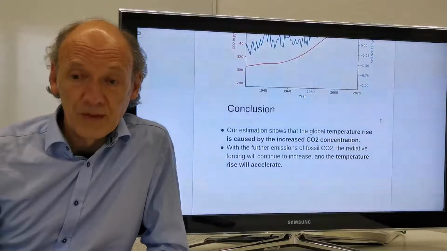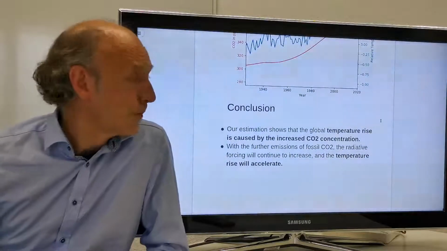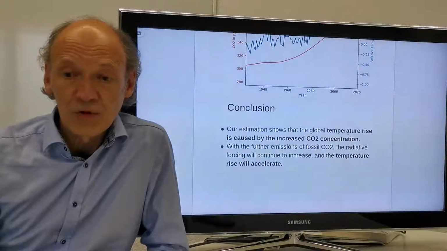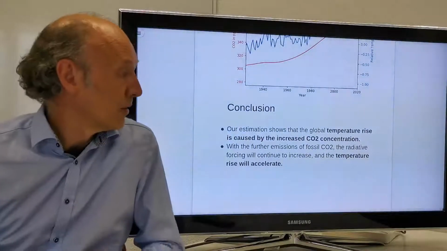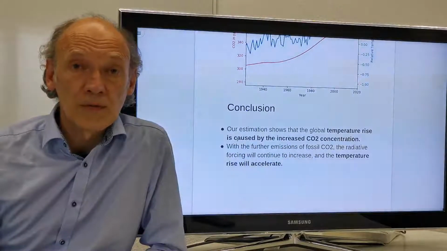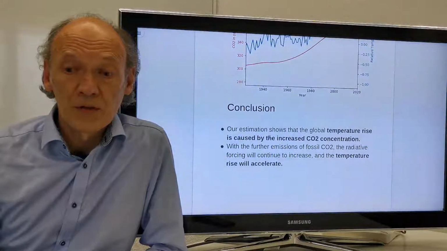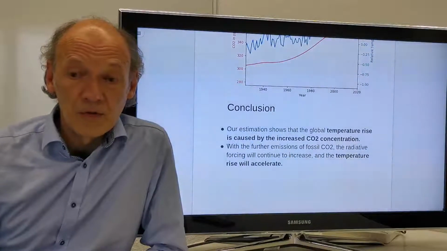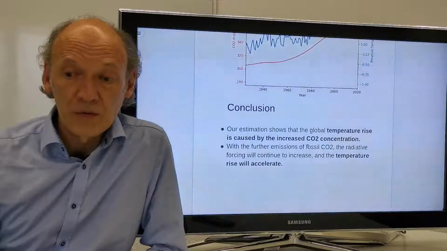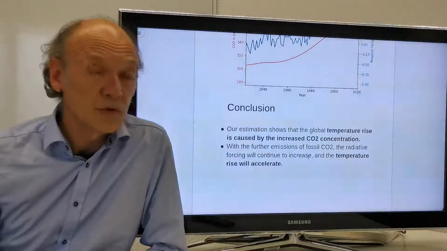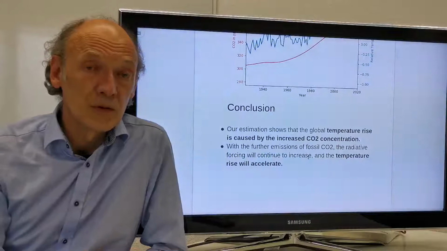Right, so this leads us then to the conclusion. We see that our estimation shows that the global temperature rise is indeed caused by the increased CO2 concentration using physics, radiative forcing, and heat capacity of water. And then with the further emissions of fossil CO2, the radiative forcing will continue to increase, right? We just computed it for today's value.